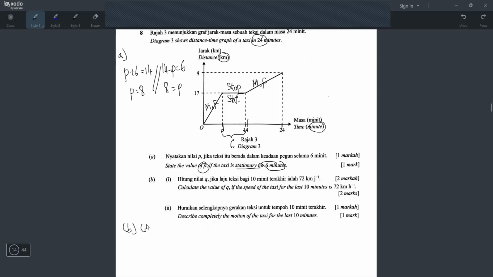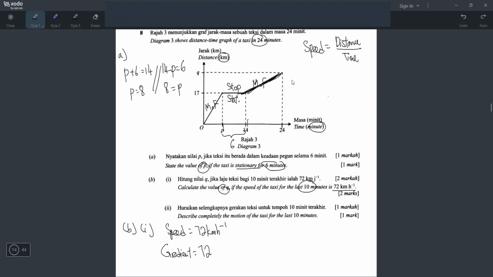So B says calculate the value of Q, which is which Q? Oh, this one, right? So Q is actually a distance. If the speed of the taxi for the last 10 minutes is 72 kilometer per hour, so the speed is 72 kilometer per hour, right? And for the last 10 minutes, so I will only focus on this line, right? But this is a distance time graph. And do you know what is the formula for speed? The formula for speed is distance over time, right? And how can I find speed from my distance time graph? I can use gradient.